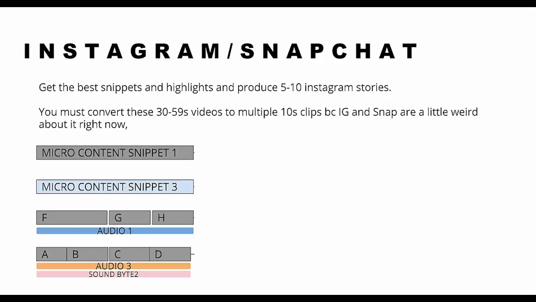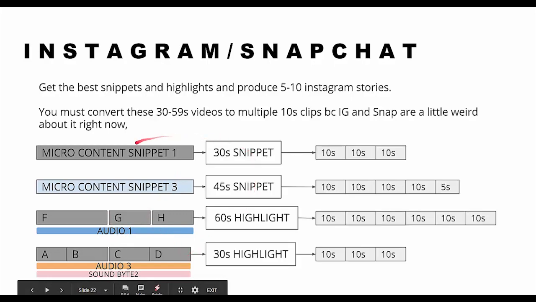You guys got to convert these 30 to 59-second videos and create multiple 10-second clips. So for example, if you guys remember the micro content, the snippets, we're going to go 1 and 3, and then these 2 random highlights. Since it's a 30-second snippet, we're going to do 3 10-second renders of these based off the format I give you, which you guys can use the slides here as reference. Same thing here, 45-second snippet, Instagram / Snapchat rendered, and 1 5-second. So you guys get the idea.